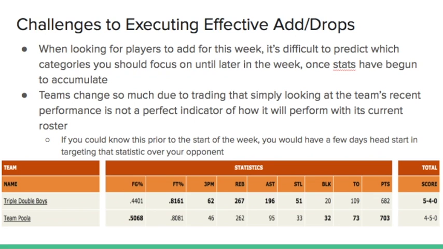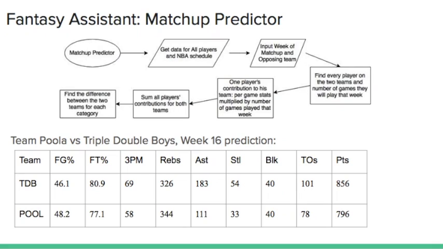And if you look at this bottom matchup, clearly it was a very close matchup. It was 5-4, and 2 of the categories, rebounds and points, were extremely close. If I could have known at the start of the week on Monday that those 2 categories were going to be the closest, I could have dropped some players on my team that were maybe excellent at assists and steals because I won those by so much, and I could have added someone that was good at rebounding and scoring.